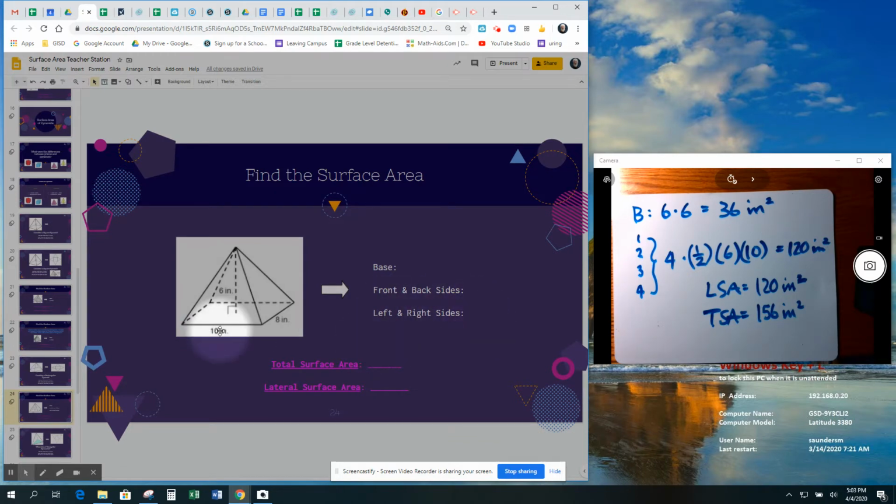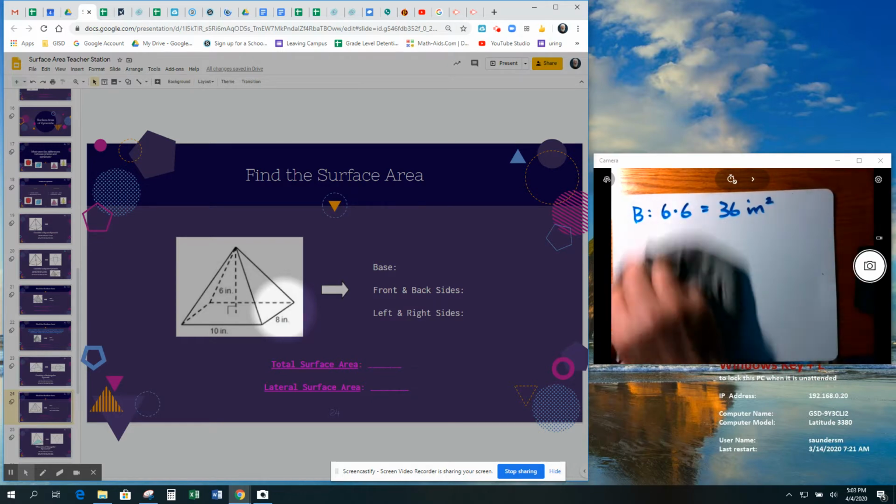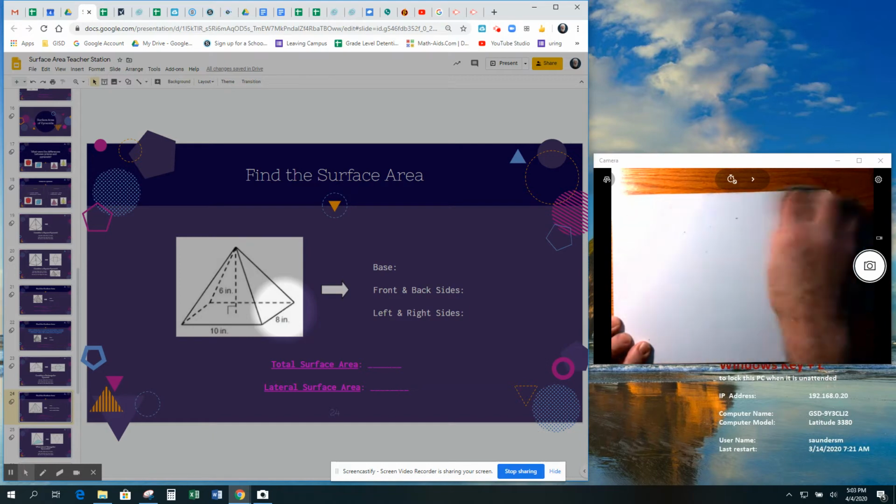So here we have a pyramid with a rectangular base. One edge of the rectangle is 10 and one edge is 8. Now this one does not give us the slant height of the triangles that are the sides. It only gives us the total height of the pyramid.